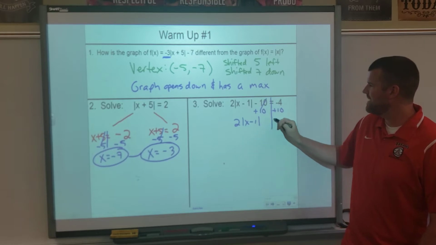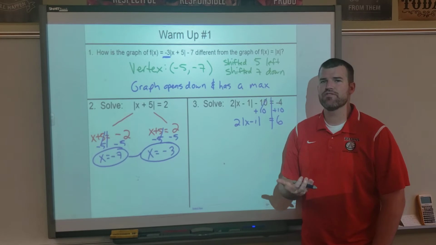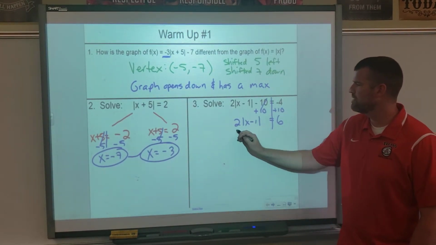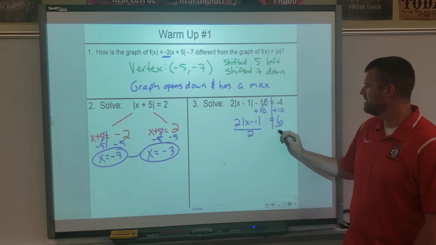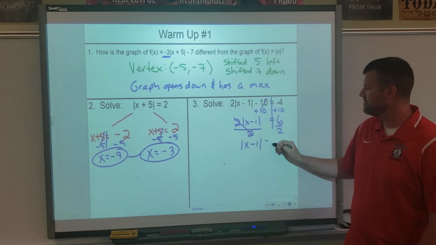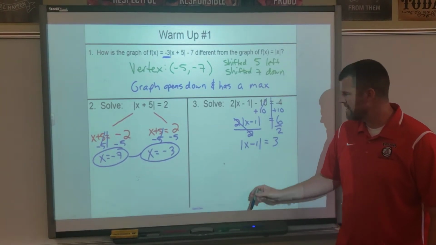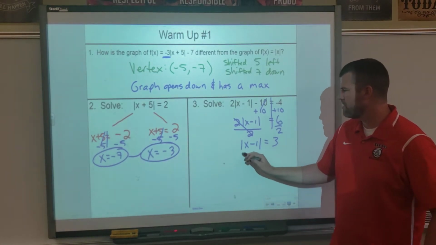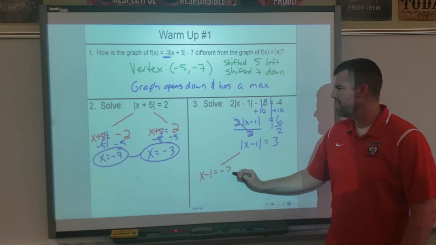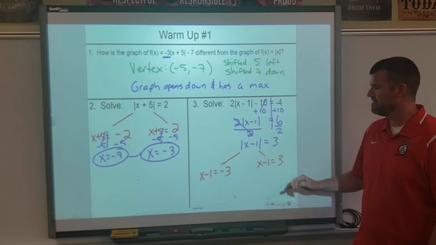And when we added that 10 to both sides, that actually turned this into a positive. So now we do have the absolute value equal to a positive. We also need to get rid of this 2. And since it's multiplied, we can divide, which means our absolute value is now equal to 3, which means our distance from 0 is 3. So when we split this up and write our 2 equations, we're going to do x minus 1 equals negative 3, and x minus 1 equals positive 3.